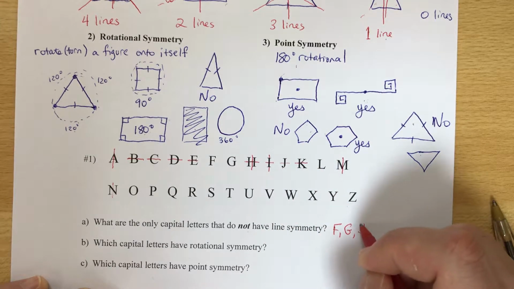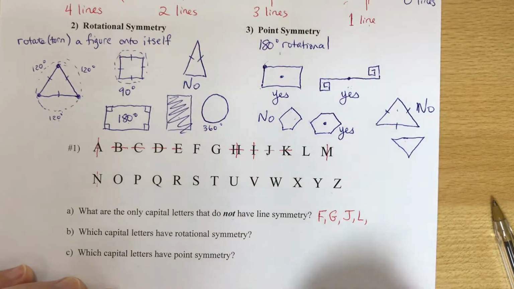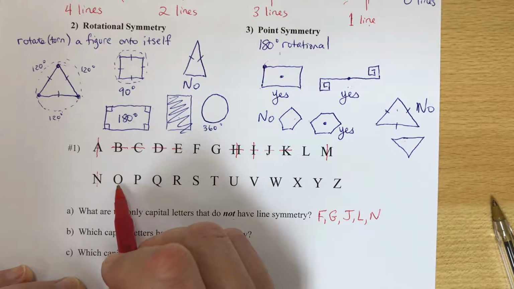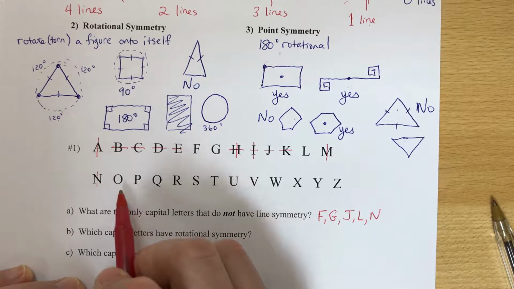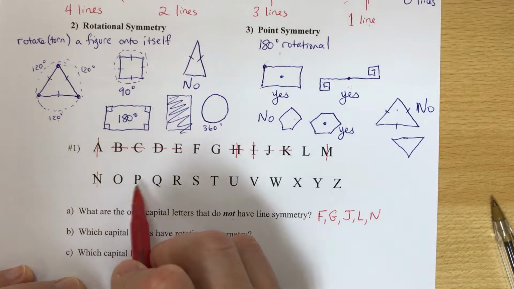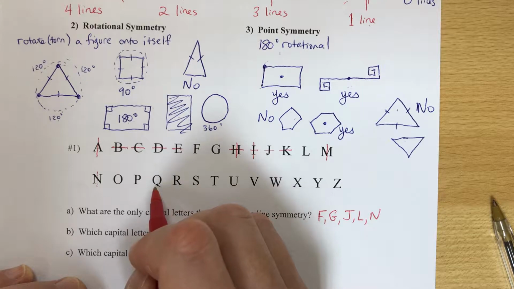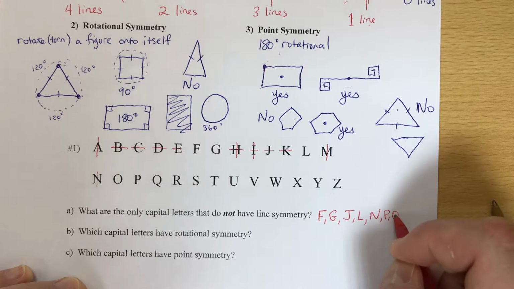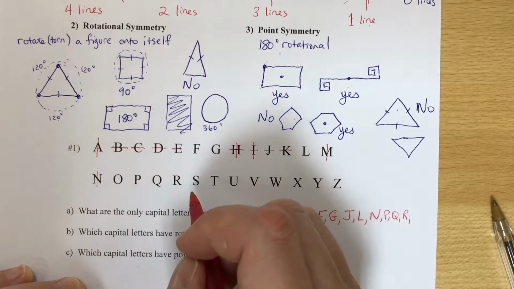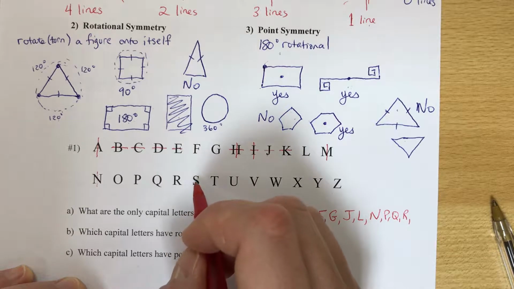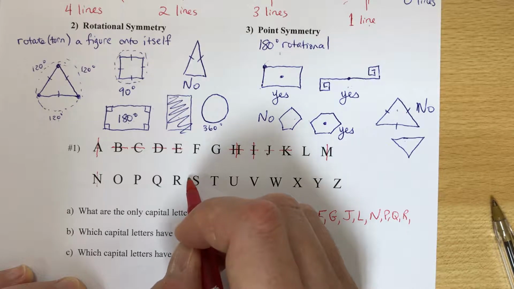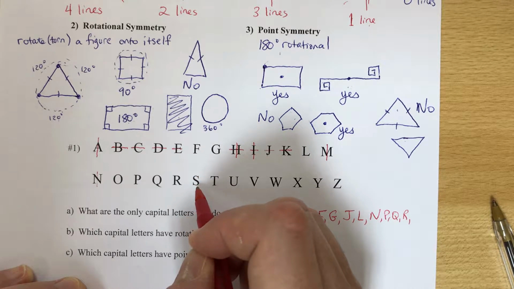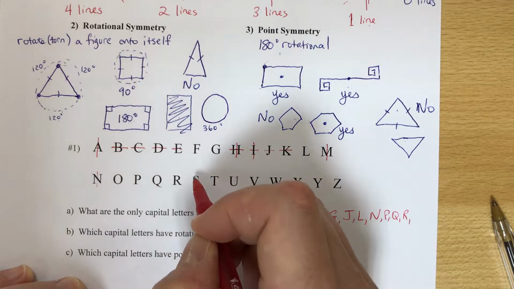Okay, so far, F, G, J, L, these don't have line symmetry. N does not. O certainly does. Any way you draw a line, it does. P does not. Q does not. There's no way to divide that half and half. R does not. So we have P, Q, R. S does not have line symmetry. There's no way we could divide the S where that would fold onto itself.